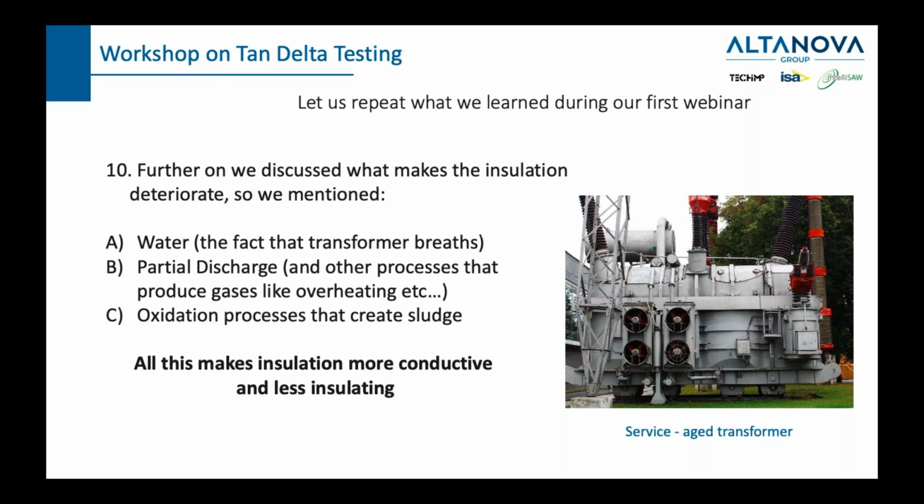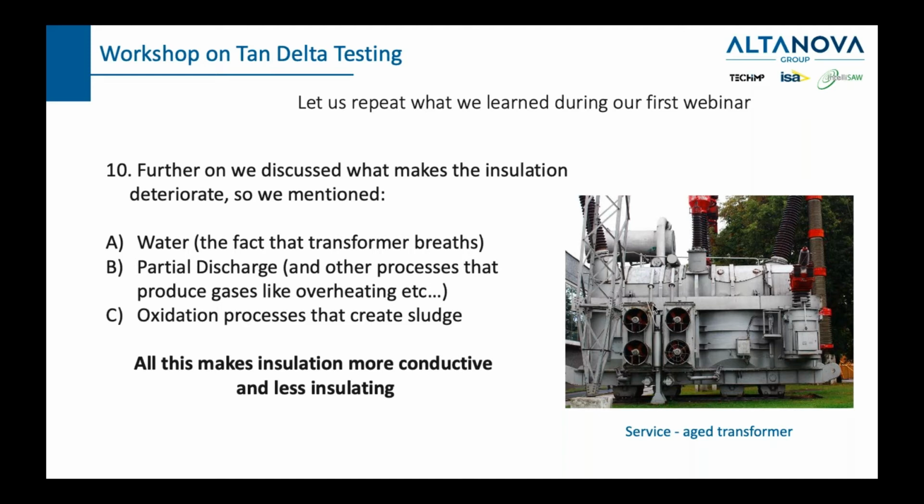The second thing which can make the insulation deteriorate is partial discharge. So partial discharges are small sparks which can fly between the windings, between, let's say, parts of the winding and the tank, etc. Hopefully not the winding and the tank, because in that case we have a bigger problem. And partial discharge together with some other processes like thermal overheating can produce gas. So in the first step we have water, in the second step we have gas. Both of these elements make the insulating material more conductive.